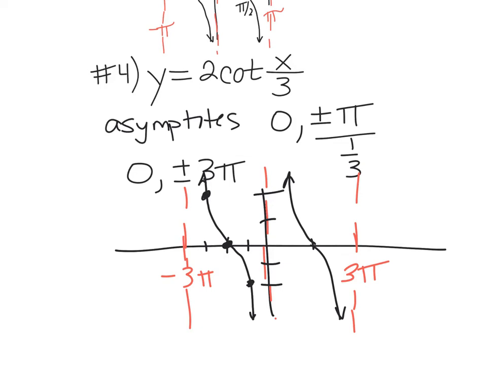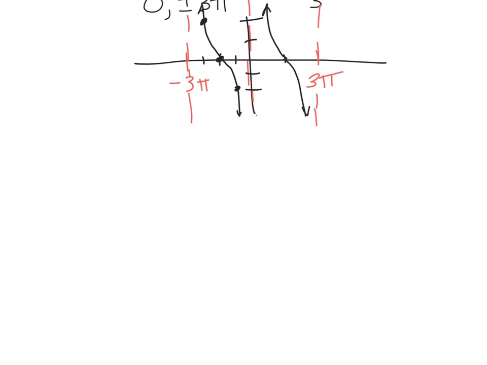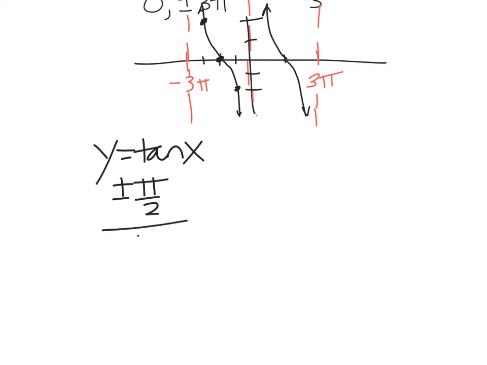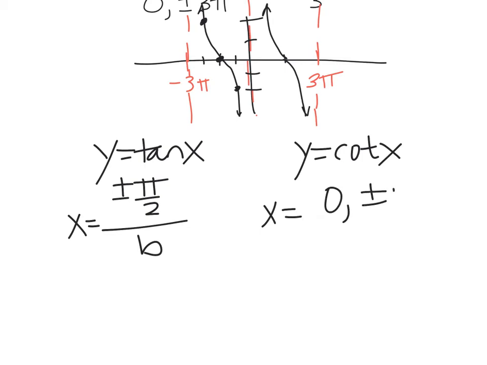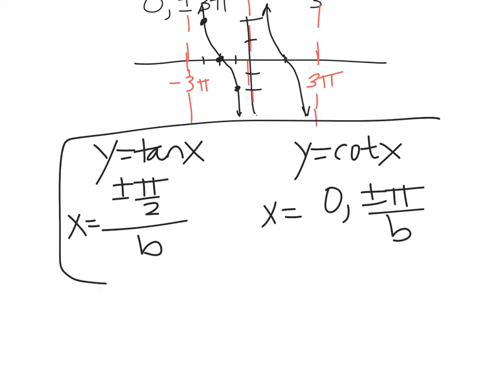Okay. So let's do this. If you're going to have y equals tangent x, the asymptotes are going to be at plus or minus pi over 2 over b. If you have y equals cotangent x, your asymptotes, I should write x equals, their vertical asymptotes, 0 and plus or minus pi over b. So if you want to write those down next to each other, that's the main thing. And once you have that, then you can graph the rest of it.